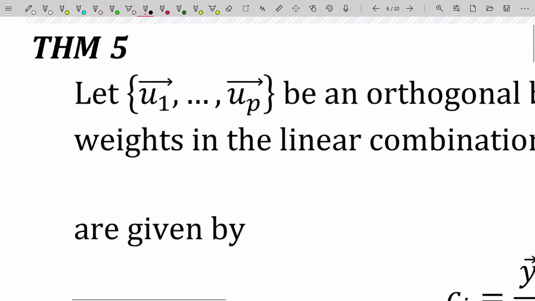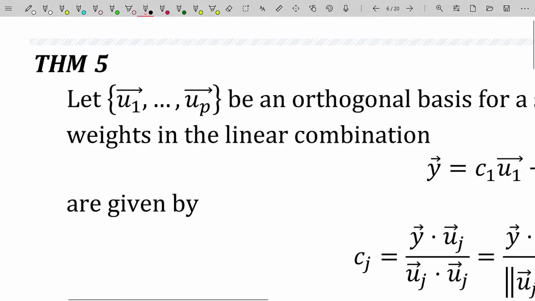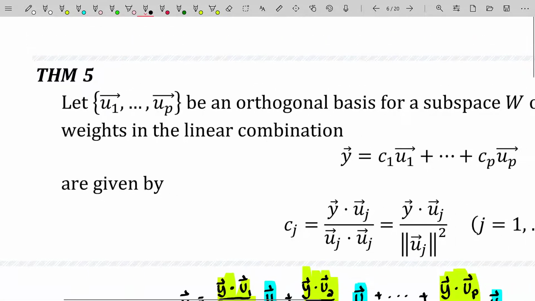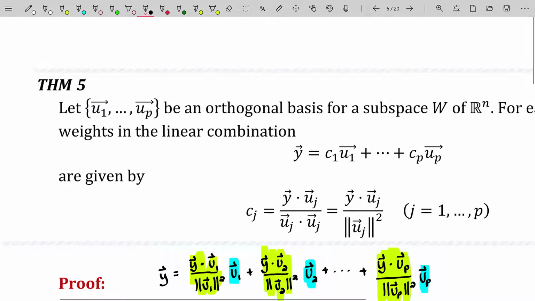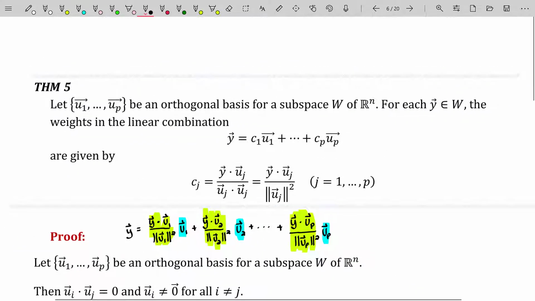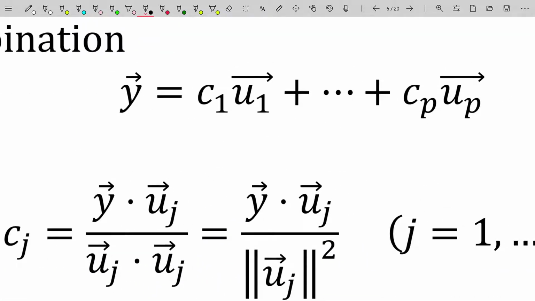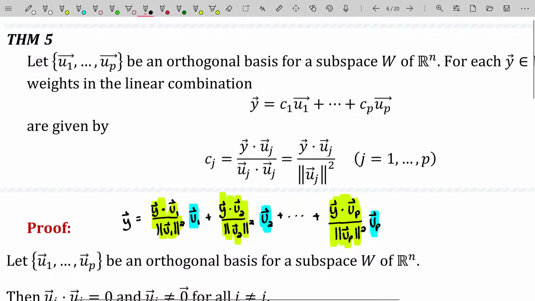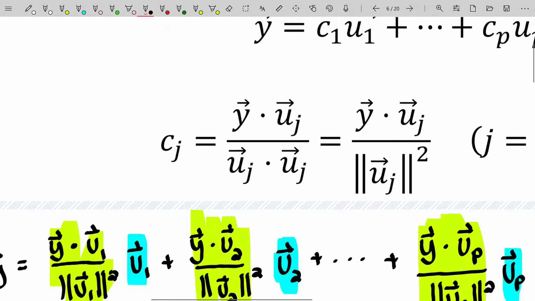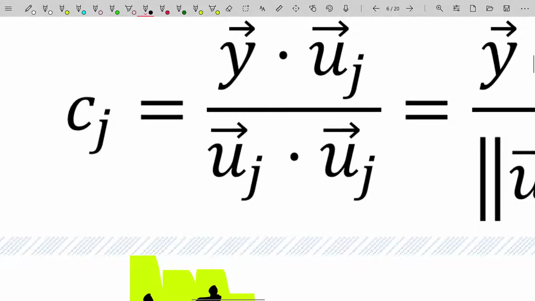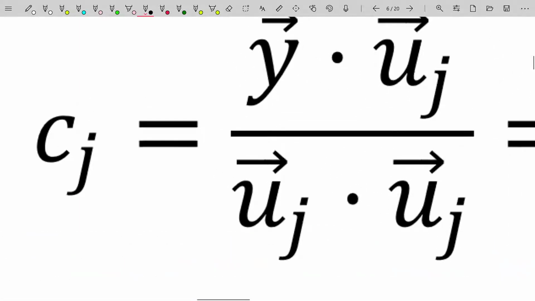And in this case, we're saying u sub 1 all the way through u sub p forms an orthogonal basis for the subspace W of Rn. And then we said, well, for each vector in W, that vector can be written as a linear combination of those orthogonal basis vectors. Obviously, that is true. Any vector in a subspace can be written as a linear combination of the basis vectors for that subspace. However, the weights in this case are very important. We proved that the weights of those orthogonal basis vectors are given by this formula right here.